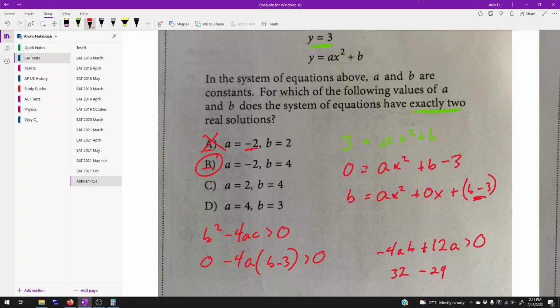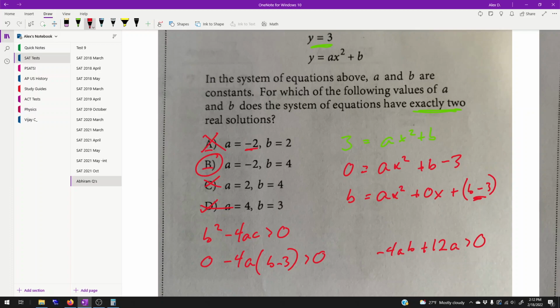C and D wouldn't necessarily do it because that would have a large negative plus something, probably not large enough. So 4 times 2, -8 times 4 is -32 plus 24, yeah, still negative. Plug in 4, -16 times 3, yeah, that's a massive negative number. Plus 48, so yeah, that's still going to be negative. So that ends up being the way to do it.